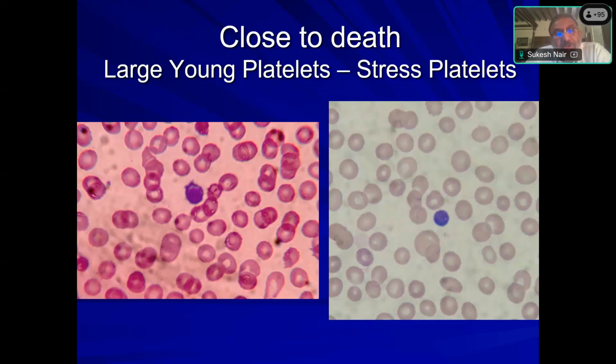So I could not sleep that night. I just could not sleep that night. So at 2 o'clock in the morning, I asked the technician to go and collect the blood sample and do the platelet count. The platelet count was 25,000.